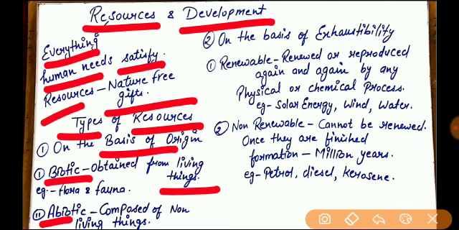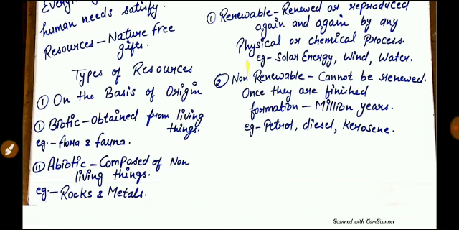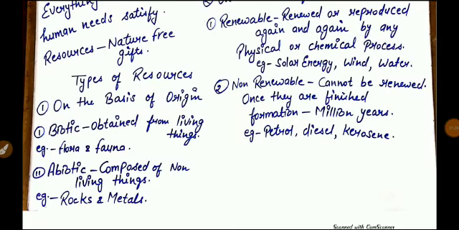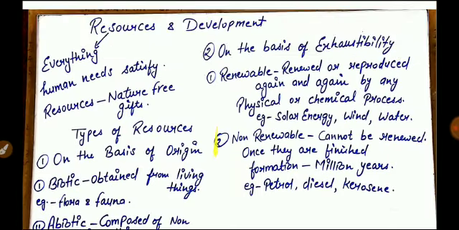Second is abiotic resources. What are called abiotic resources? Abiotic resources are the resources that are composed of non-living things. Resources that are composed of non-living things like rocks and metals are called abiotic resources.